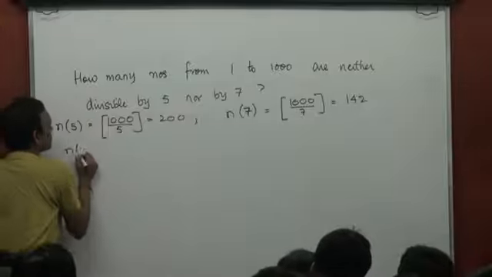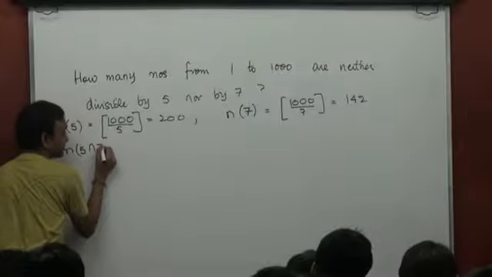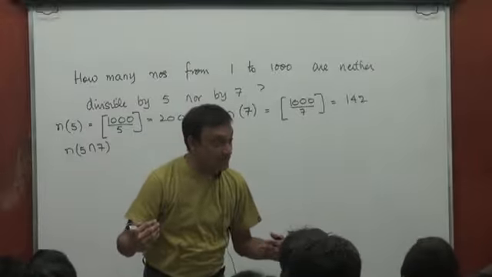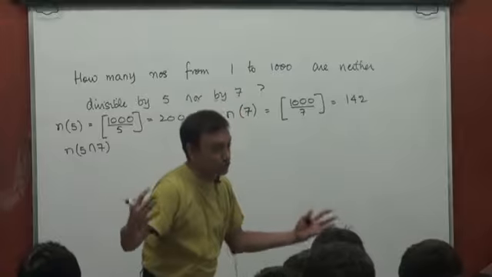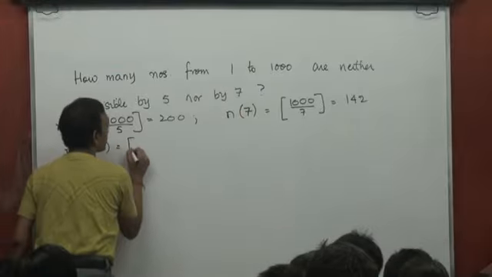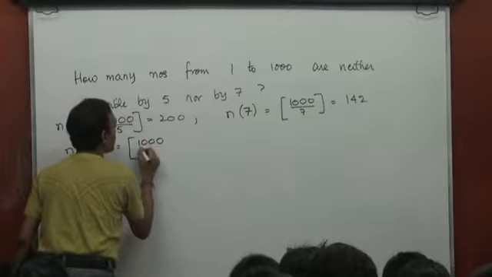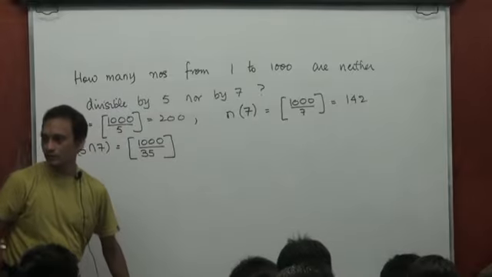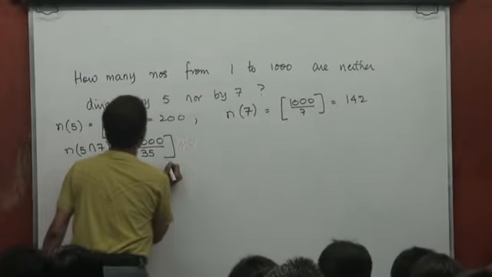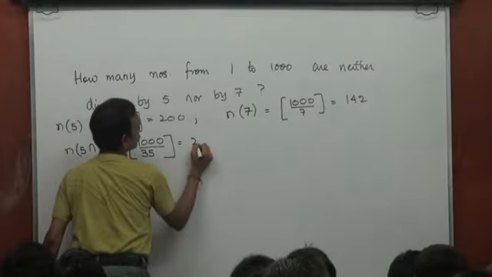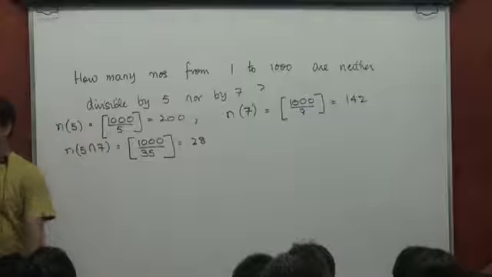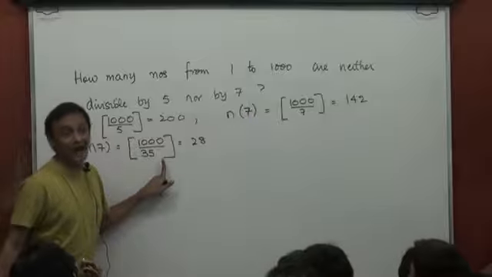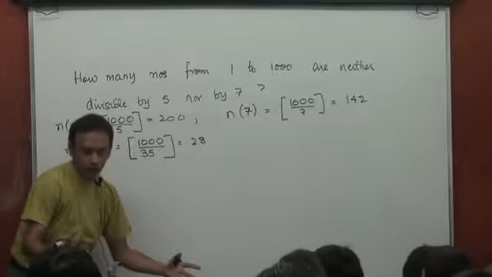How many numbers are divisible by 5 and 7? 5 and 7 means 35. The number of numbers divisible by 5 and 7 is the number of numbers divisible by 35. That's going to be the integer part of 1000 by 35. Right? 28. 28 numbers from 1 to 1000 will be divisible by 35. Yes or no? Are you alright with this?